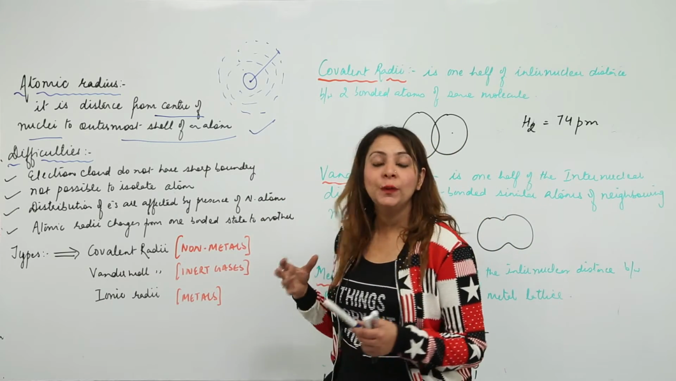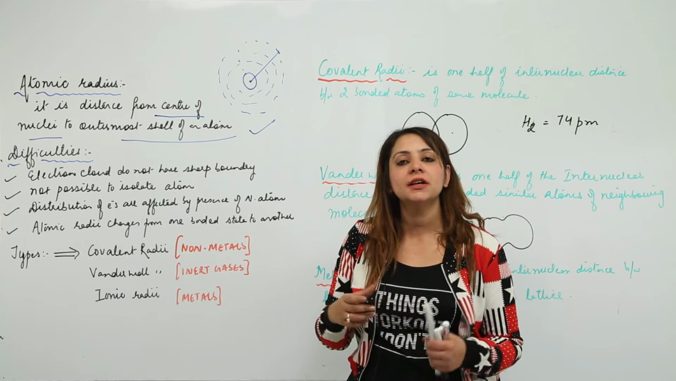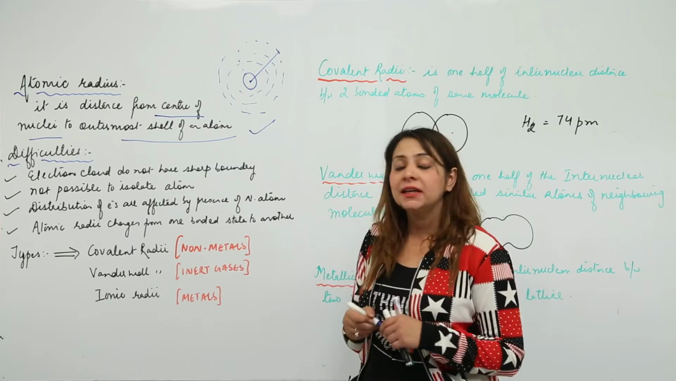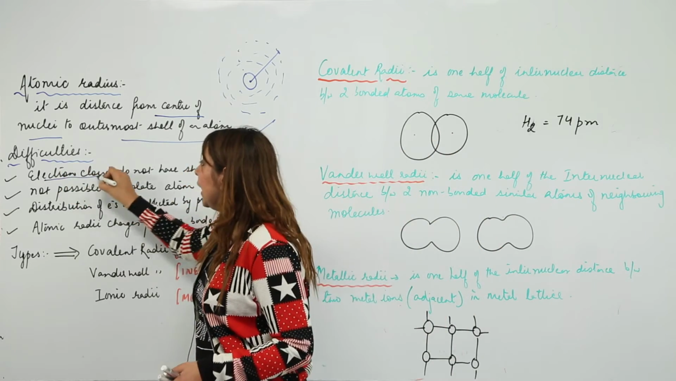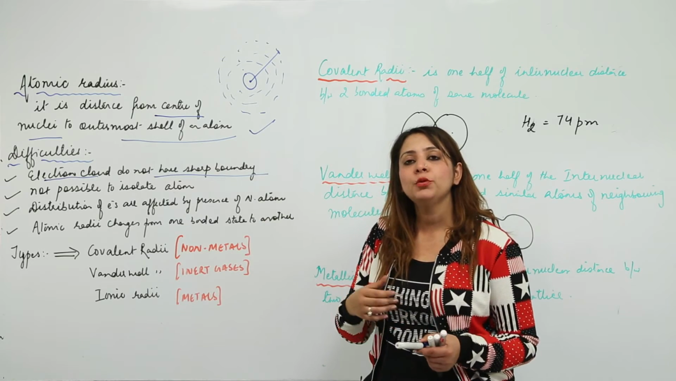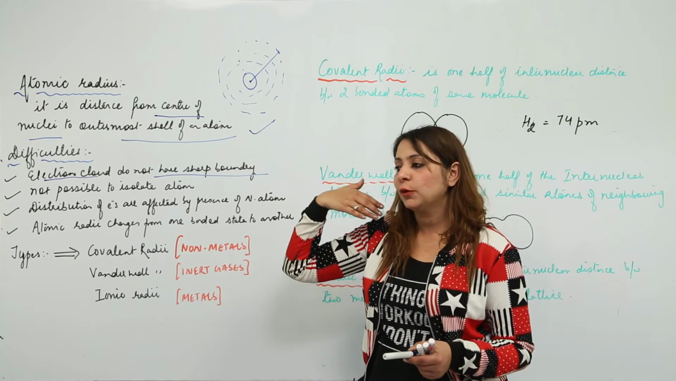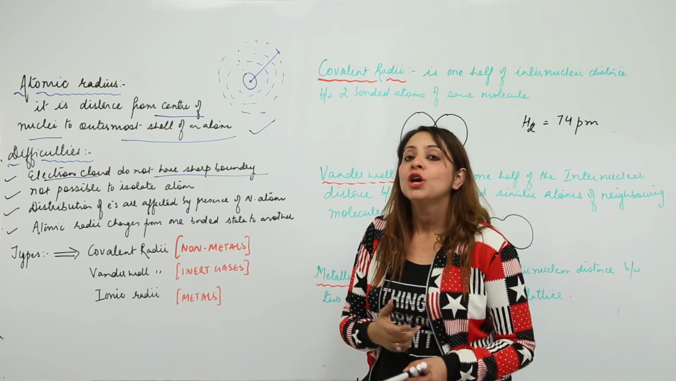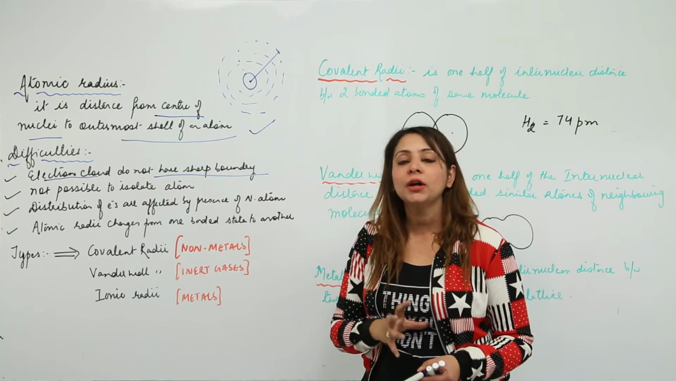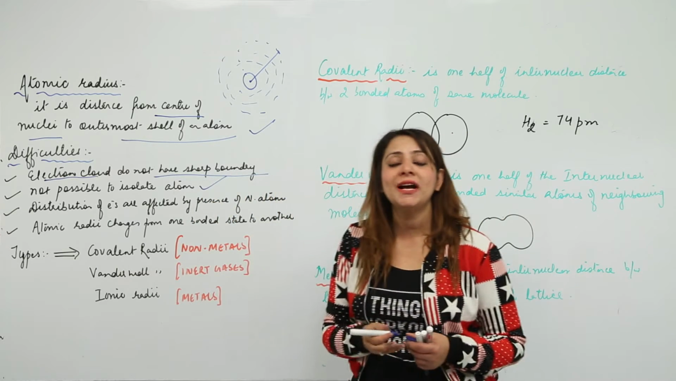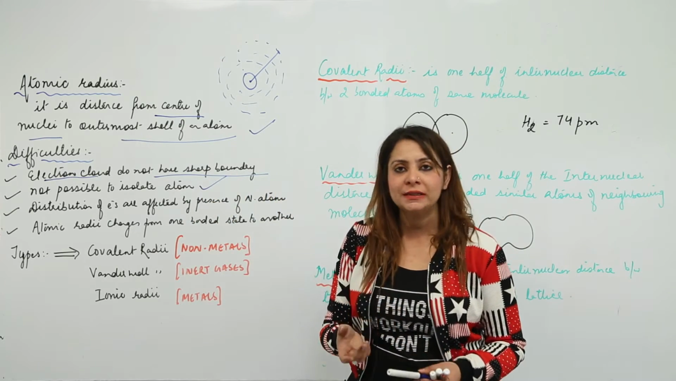We encounter many difficulties in knowing the exact atomic radii. The reason being the electron cloud does not have a sharp boundary. As we know, when we start moving from the nucleus to a long distance, only then is the probability of finding the electron not zero. So that means the electron cloud does not have any sharp boundary. Moreover, it is very difficult to isolate a single atom to know its radius.